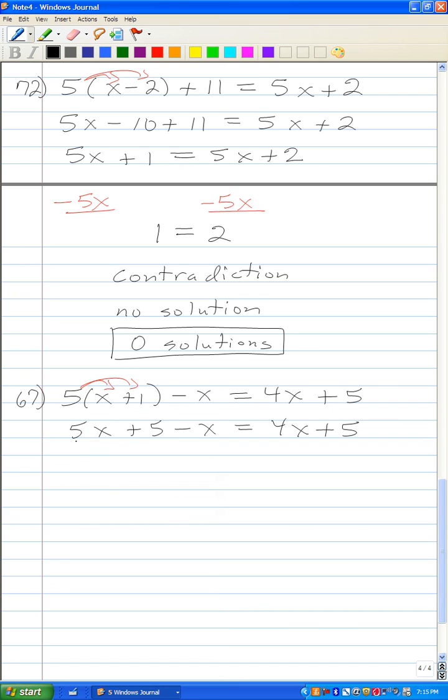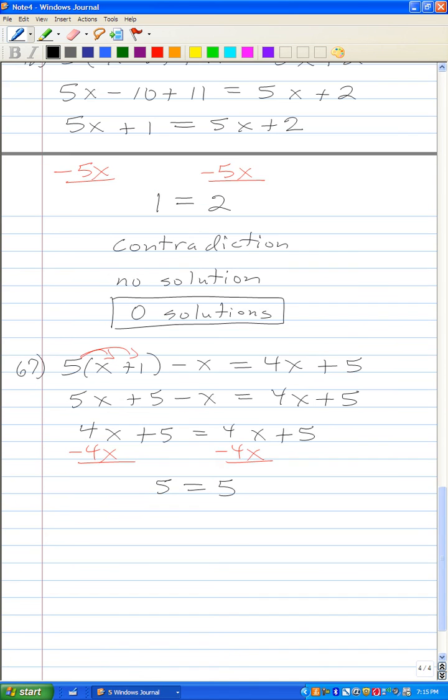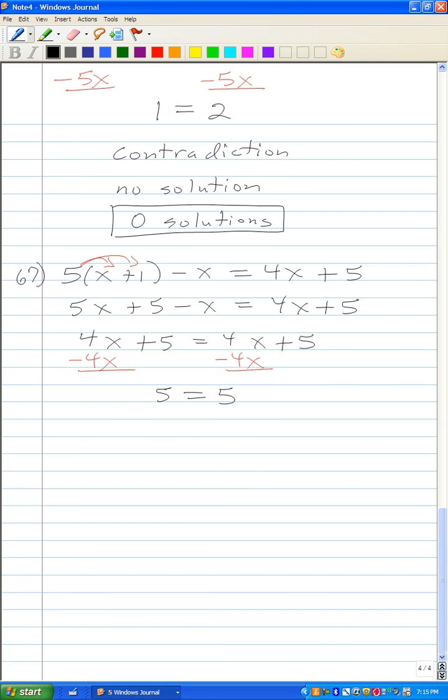Well, let's combine like terms. 5x minus x is 4x. Plus 5 equals 4x plus 5. Let me try to isolate x on one side of my equation. So let's subtract 4x from both sides of my equation. And so I get, well, the x's cancel. I get 5 is equal to 5. Well, there are no x's anymore. And so in this case, this is an identity.